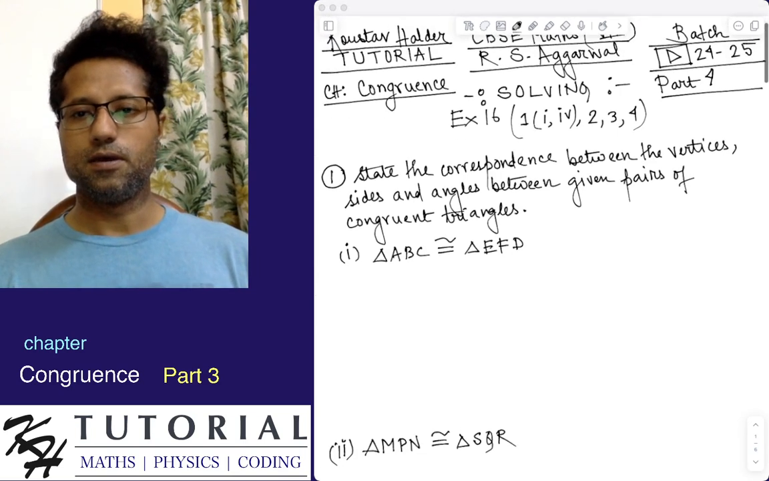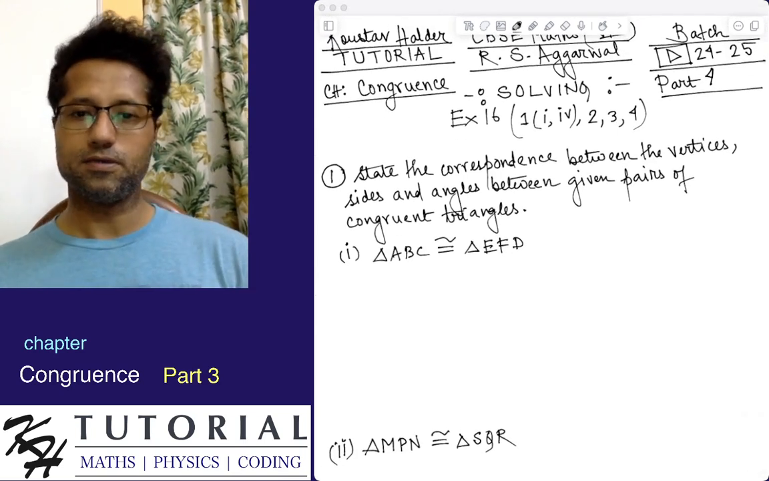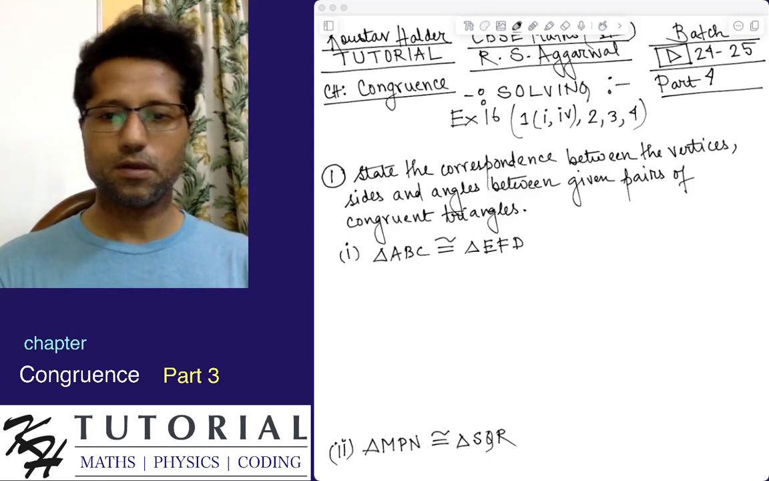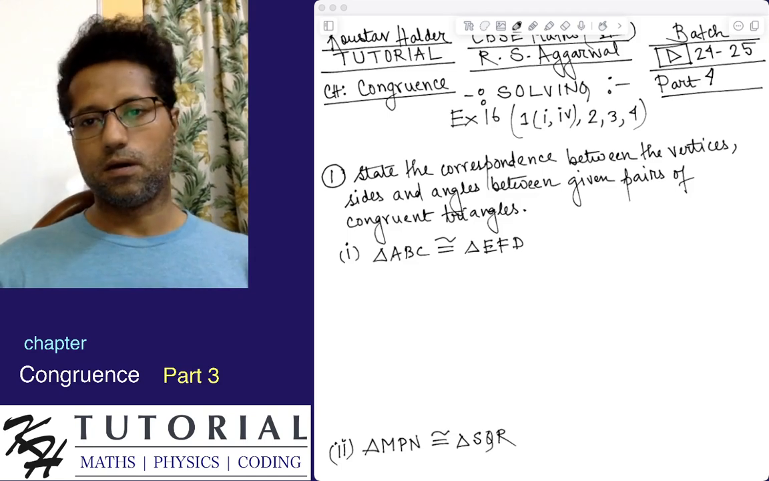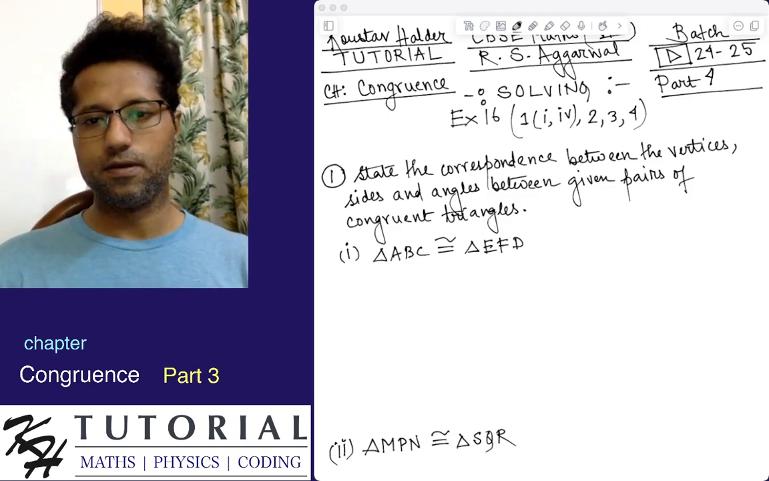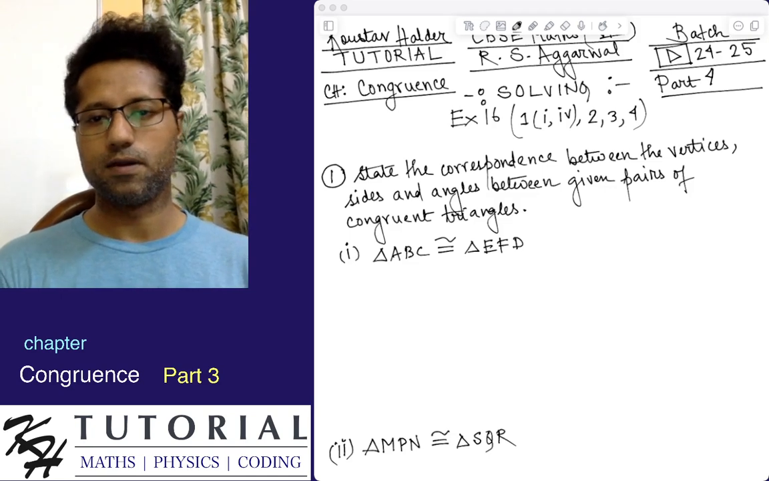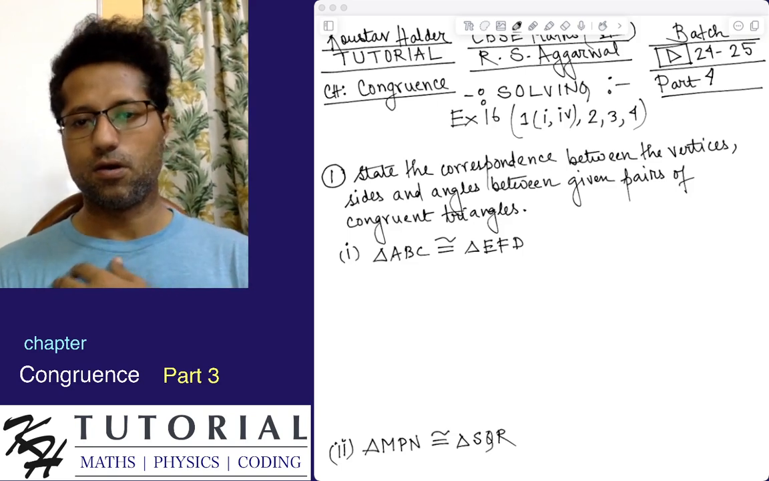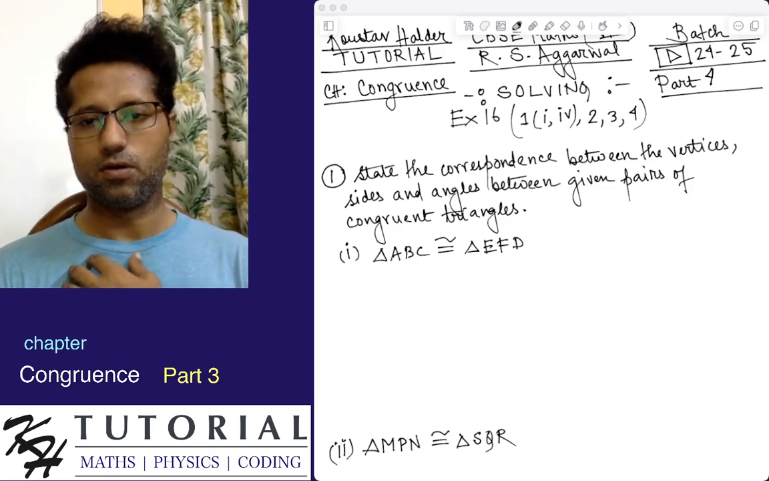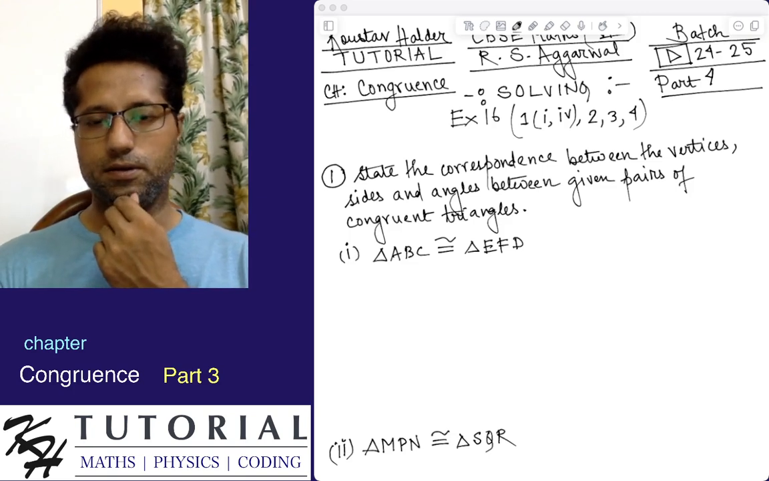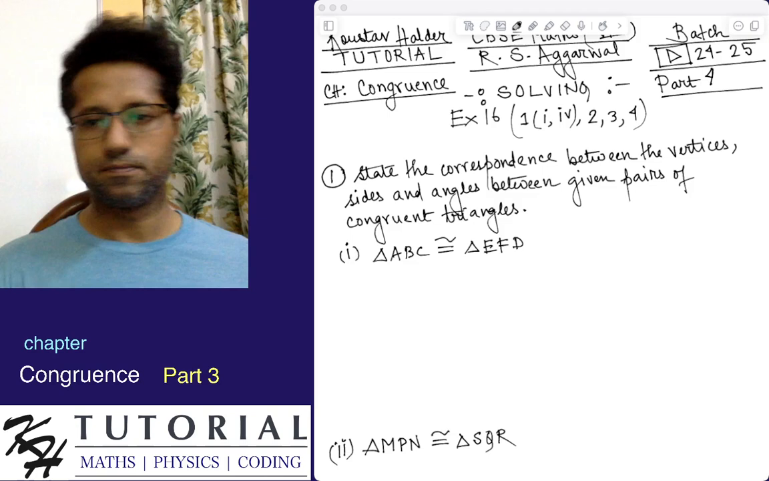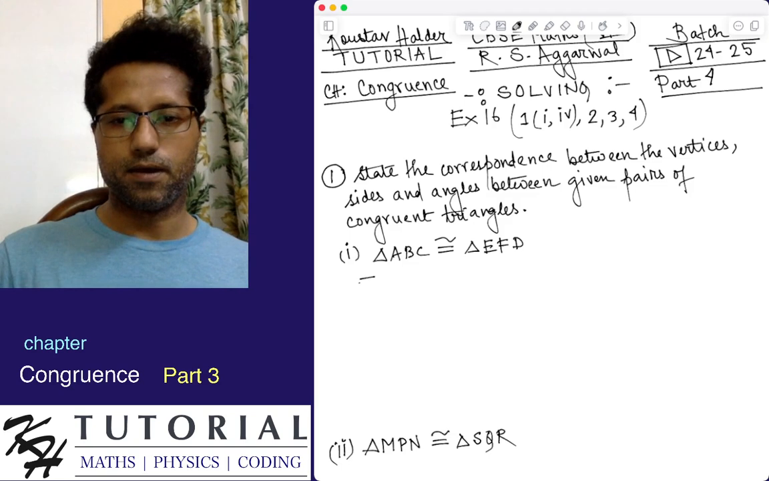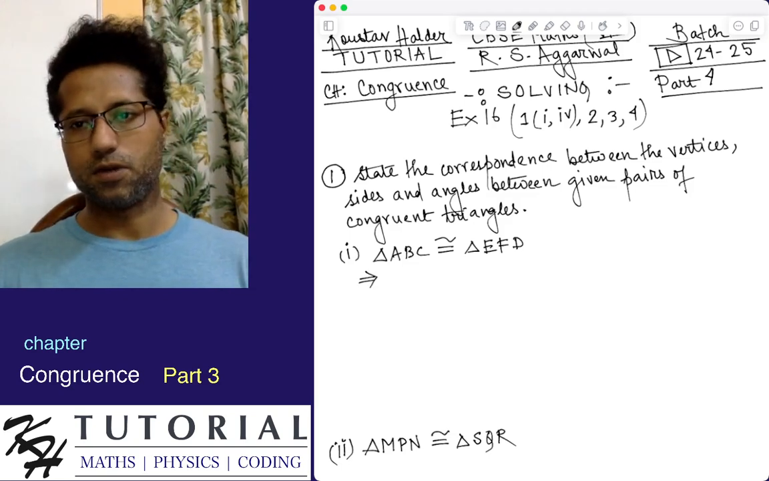Question number 1 says, state the correspondence between the vertices, sides and angles between given pairs of congruent triangles. Okay, so congruence of two triangles is given, that is in the first part. It is given that triangle ABC is congruent to triangle EFD, and as you know, the ordering of the letters in expressing the congruence of two triangles matters.